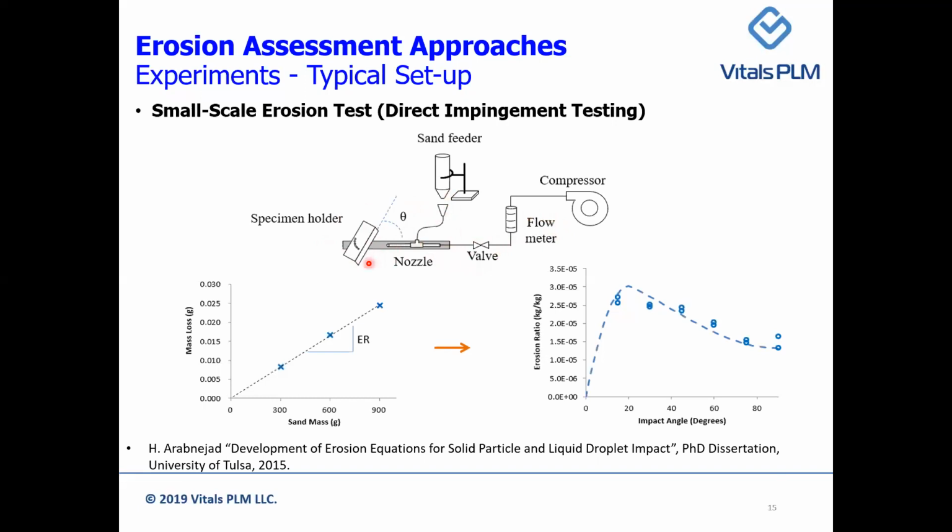of the specimen. And the mass loss of a specimen is measured during the experiment, and a linear trend line is fitted through these points, which are cumulative mass loss versus sand mass throughput. The slope of this line is the steady state erosion ratio, which is dimensionless and can be plotted for all other impact angles or velocities as shown in this picture.